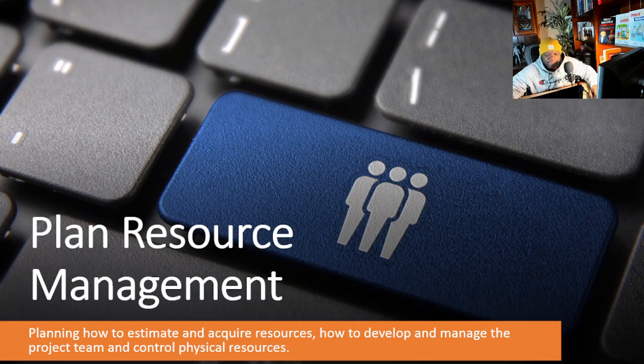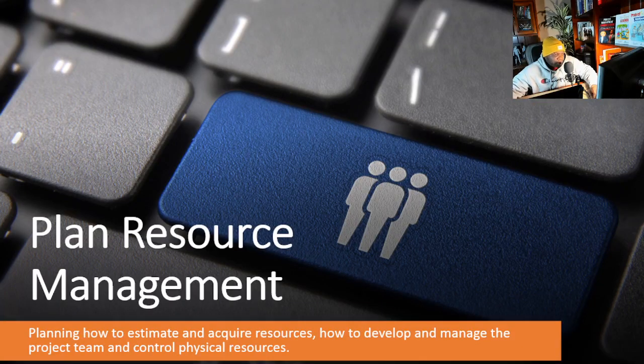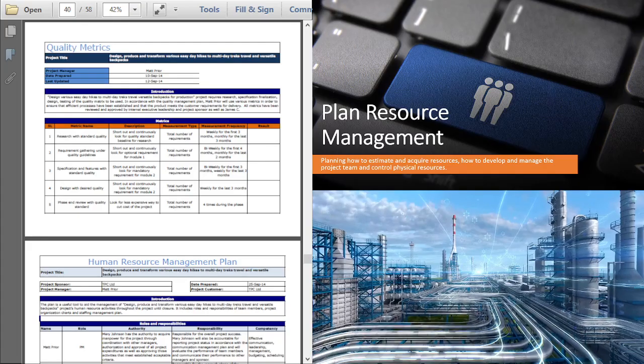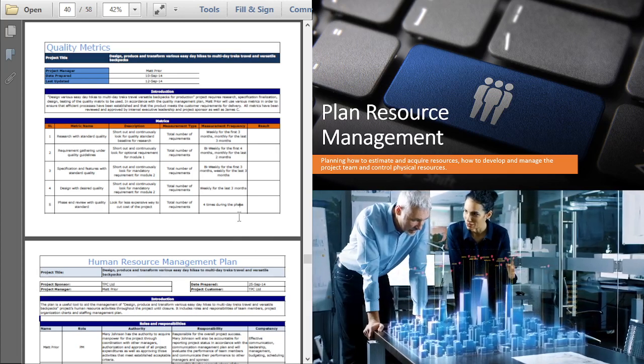Okay, so in this one, we're saying planning how to estimate and acquire resources, how to develop and manage the project team, and control physical resources. You see, it only refers to physical resources under the controlling aspect. So when you hear control resources, we're not talking about people, we're talking about the physical resources. So let's go a little bit deeper into this conversation.